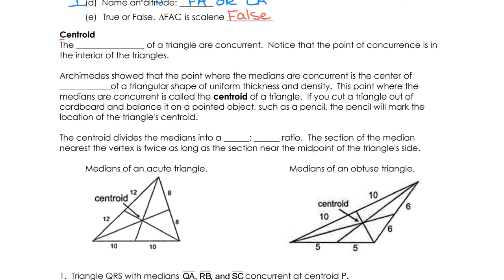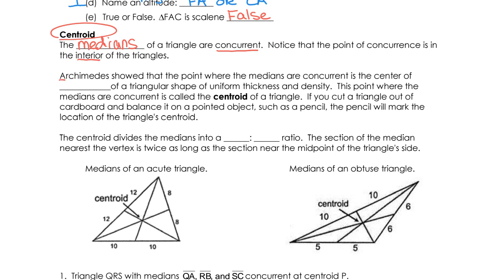All right, today, guys, we got to talk about the centroid, okay? The centroid is a point in a triangle where the medians, all three medians drawn in, come together. Remember, medians are line segments that connect the vertex of a triangle to the midpoint of the opposite side. When all three of your medians are drawn in, they're concurrent, which means they all meet at one point in the middle of your triangle. So notice that the point of concurrence is in the interior of the triangle.